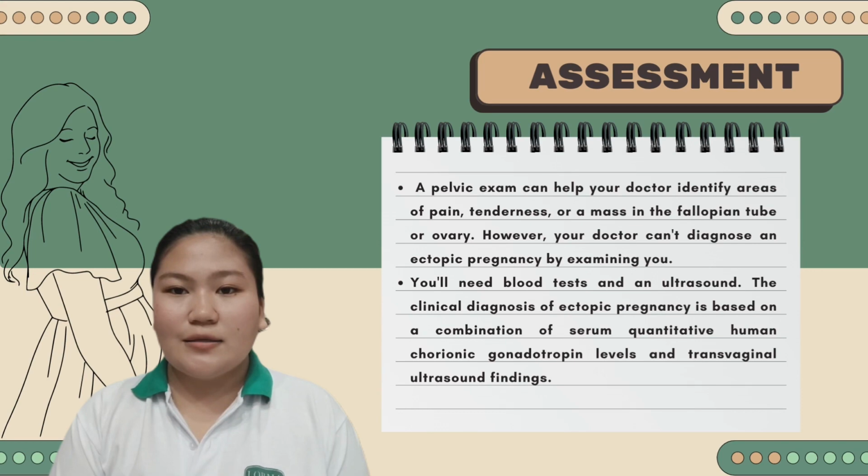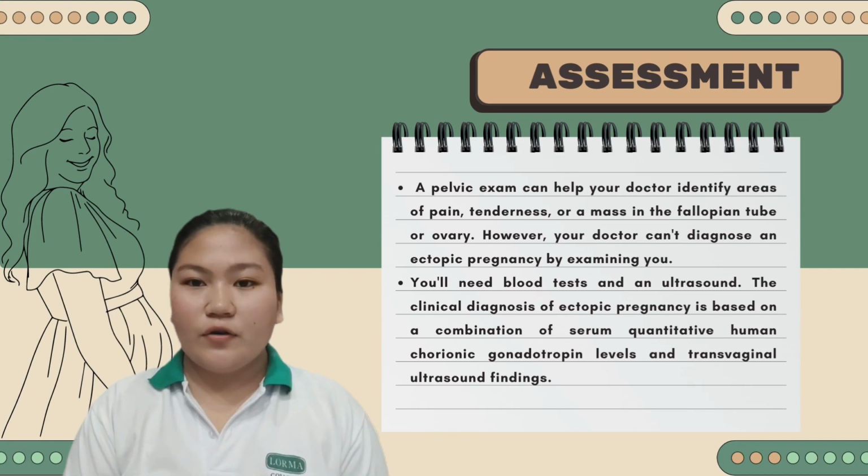The next one is the assessment. A pelvic exam can help your doctor identify areas of pain, tenderness, or a mass in the fallopian tube or ovary. However, your doctor can't diagnose an ectopic pregnancy by examining you. You need blood tests. A complete blood count will be done to check for anemia or other signs of blood loss. If you are diagnosed with an ectopic pregnancy, your doctor may also order tests to check your blood type in case you need a transfusion, and an ultrasound.